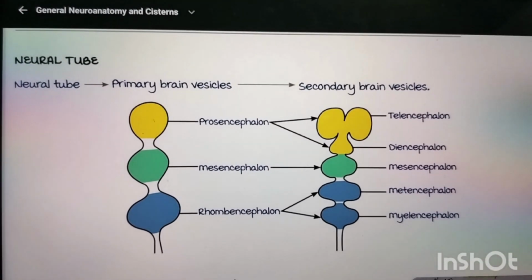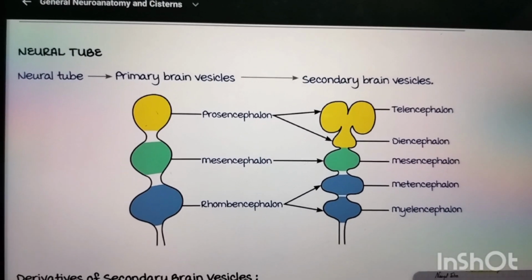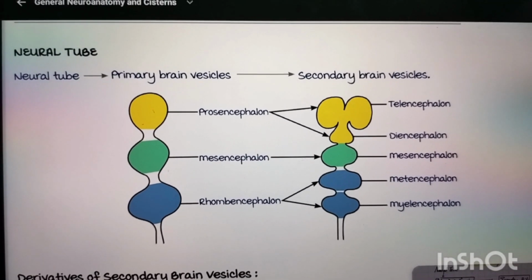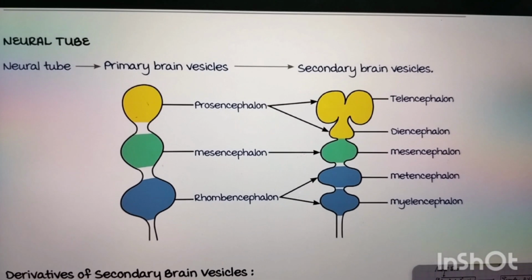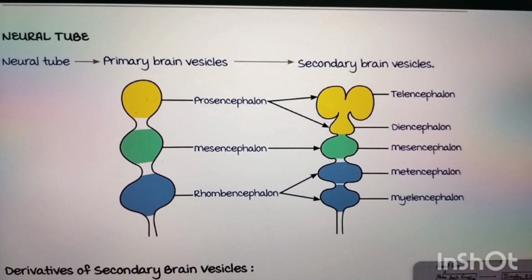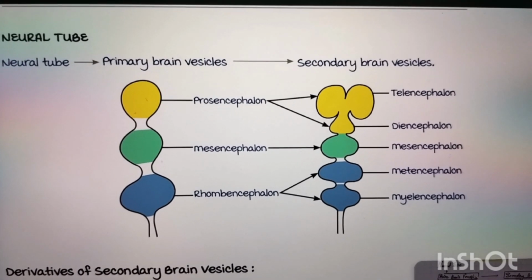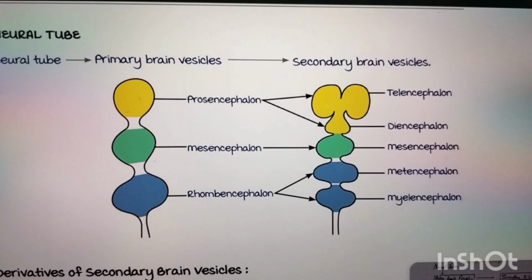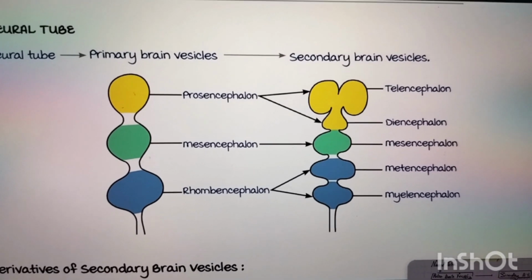Today we are discussing general neuroanatomy. We are starting with the neural tube, and we are talking about the neural tube of the more cranial part. The neural tube further gives rise to primary brain vesicles. These are prosencephalon, mesencephalon and rhombencephalon.